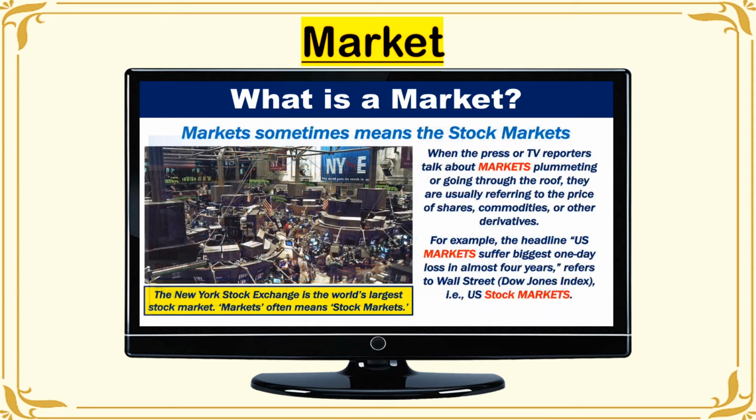When the press or TV reporters talk about markets plummeting or going through the roof, they are usually referring to the price of shares, commodities, or other derivatives. For example, the headline, "US markets suffer biggest one-day loss in almost 4 years," refers to Wall Street, i.e., US stock markets.